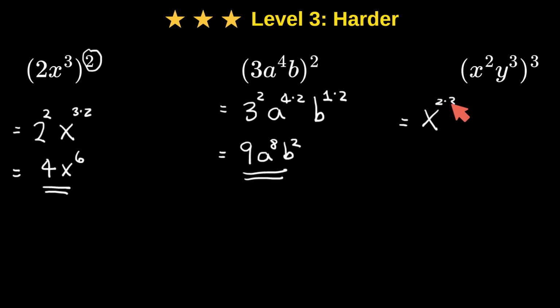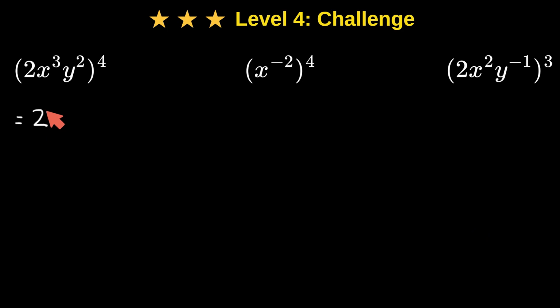Let's multiply the exponents 2 times 3 and let's multiply the exponents 3 times 3. So after multiplying the exponents, you should get x raised to the 6th power and y raised to the 9th power. Now I hope you made it all the way to level 3. That means you are ready for the final level. Alright, we are in level 4. Feel free to pause the video and try these by yourself.